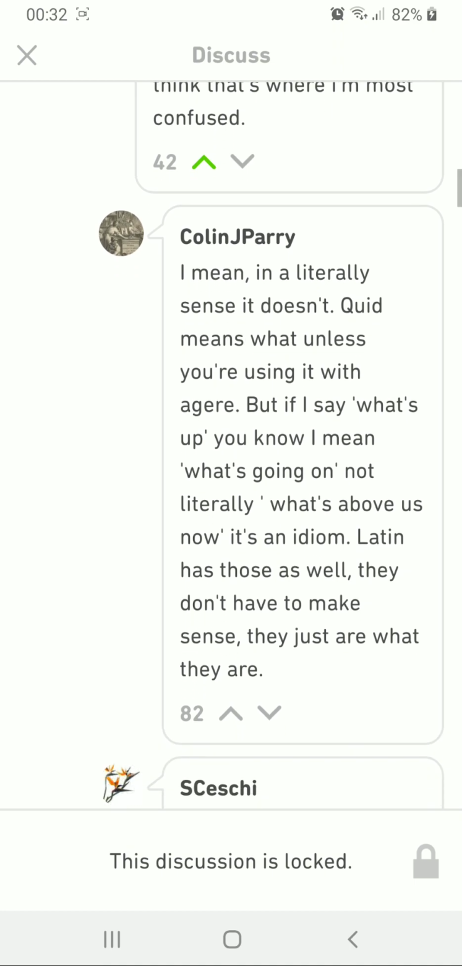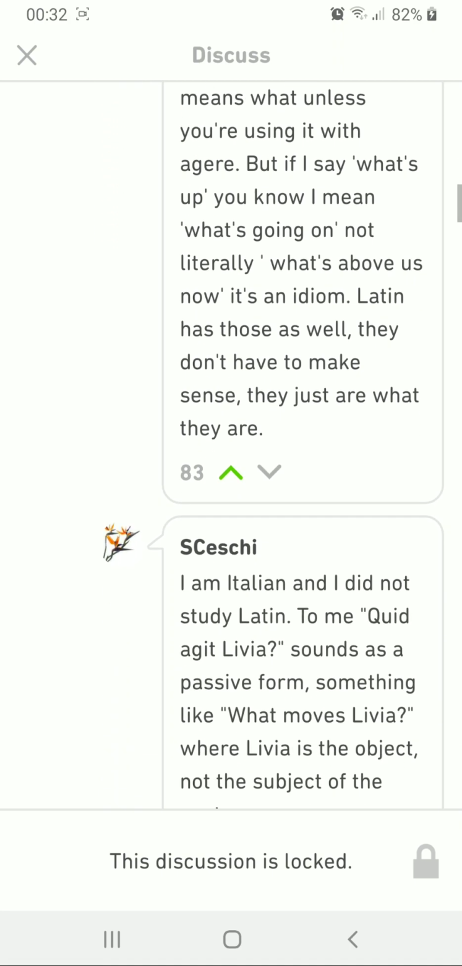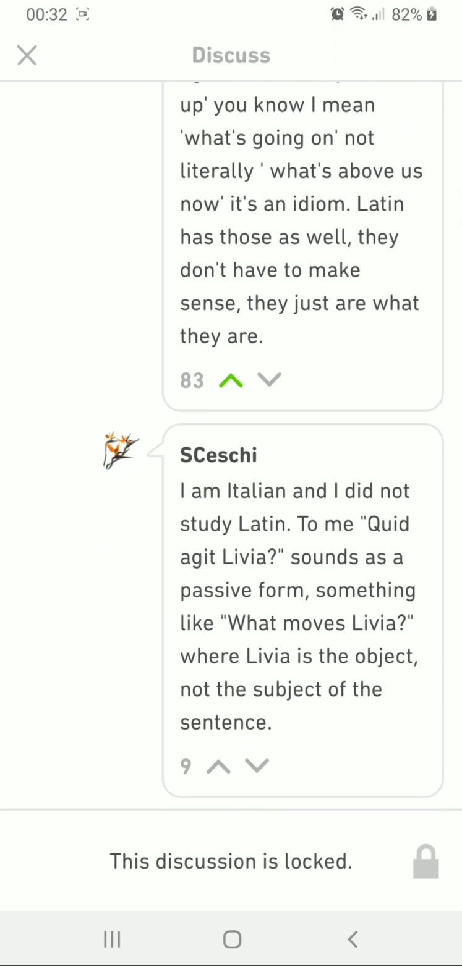That's a good explanation. Latin has those as well. They don't have to make sense, they just are what they are. Well, you just have to accept it. I am Italian, I did not study Latin. To me, quid agit Livia sounds like a passive form, something like what moves Livia, where Livia is the object, not the subject of the sentence. Yeah, that sounds good to me as well.